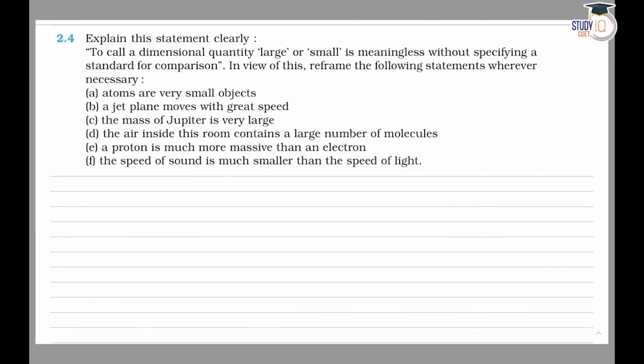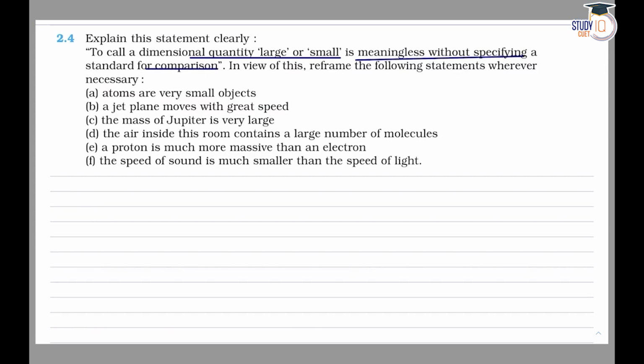NCERT Physics Class 11th, second chapter, Units and Measurement, question number 2.4. In this we have two statements given, and we have to clarify that to call a dimensional quantity large or small is meaningless without specifying a standard for comparison.